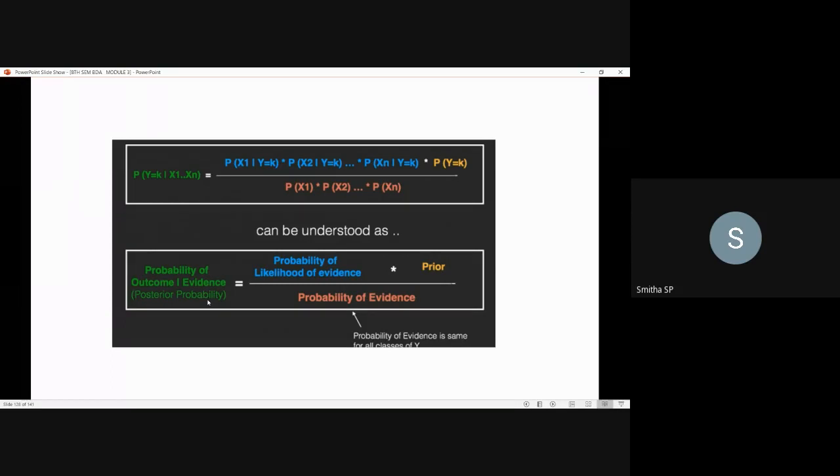Coming to the right hand side, it has two terms in the numerator. The first term we call the likelihood of evidence. So what is this likelihood of evidence?